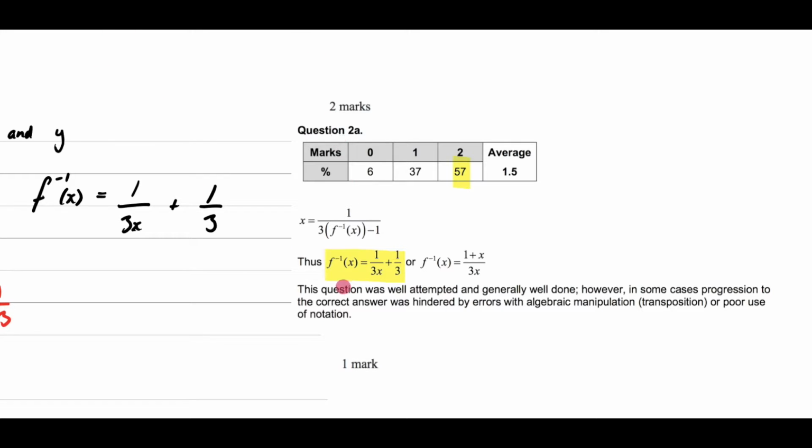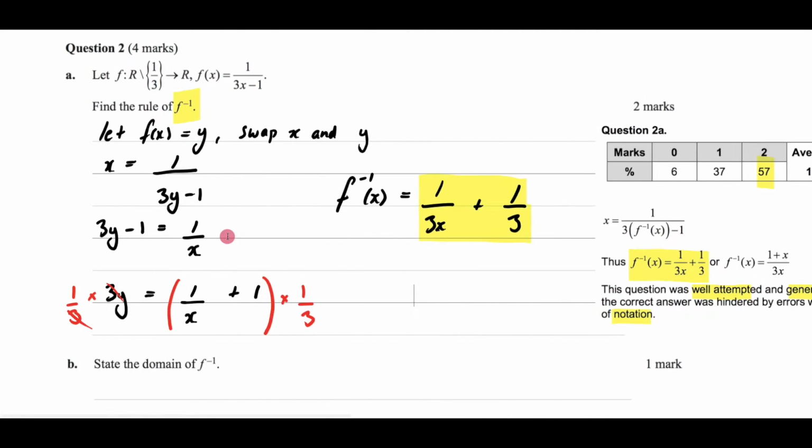In their little description here, it says, this question was well attempted, and generally well done. However, in some cases, progression to the correct answer was hindered by errors with algebraic manipulation, transposition, or poor use of notation. I think what they mean by that is people forgot to put in their final answer the inverse function of f of x is equal to this. So let's highlight our answer, and let's now move on to part B.